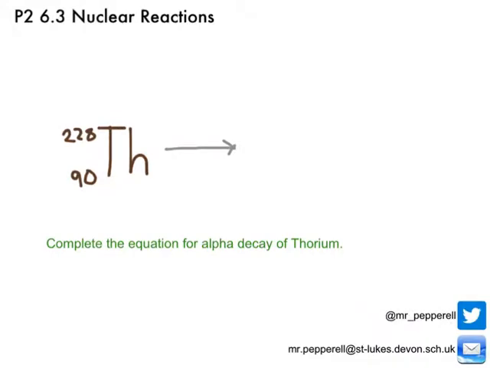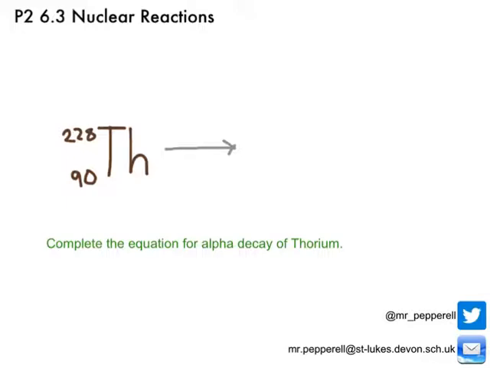So let's try another decay equation just to see that you've got the gist of this. It says here, complete the equation for alpha decay of thorium. This radioactive isotope that I've got here is going to lose an alpha particle. Write out the equation for me. Pause the video, have a go, then restart and see if you've got it right.